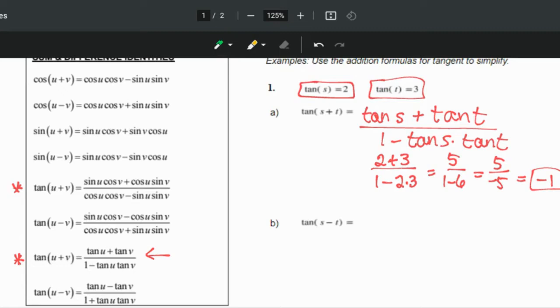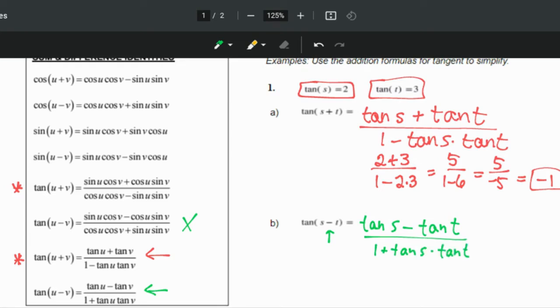Number 2 will be similar to number 1 because it's subtraction this time. And again, we want to go with the formula that includes tangents. Don't go with the formula that has sines and cosines, since we were not told anything about sine and cosine of s or t. So for subtraction, we're going to do tangent of s minus tangent of t over 1 plus tangent of s times tangent of t.